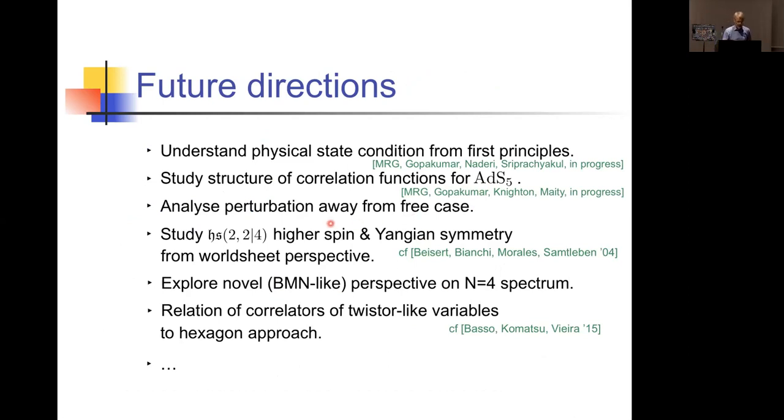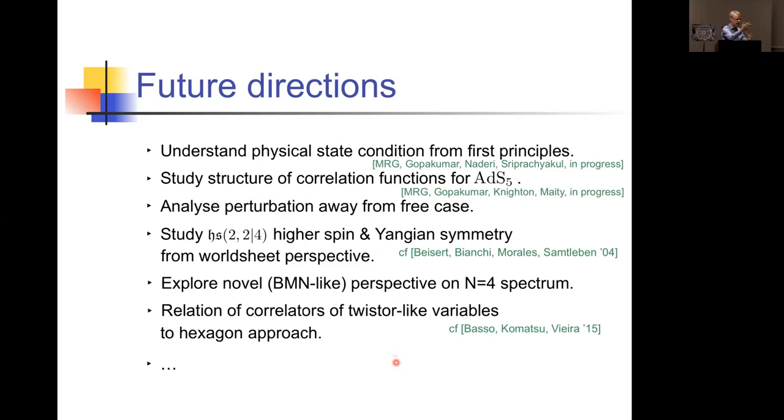So in order to analyze the perturbation away from the free case, we have to understand the structure of the correlation functions that will appear once you start doing perturbation theory. And the correlation functions of AdS5, you would believe, will follow a similar localization property as for the case of AdS3. So we are quite confident that these correlation functions will be able to get under control, and that will allow us to analyze the perturbation theory away from the free case.